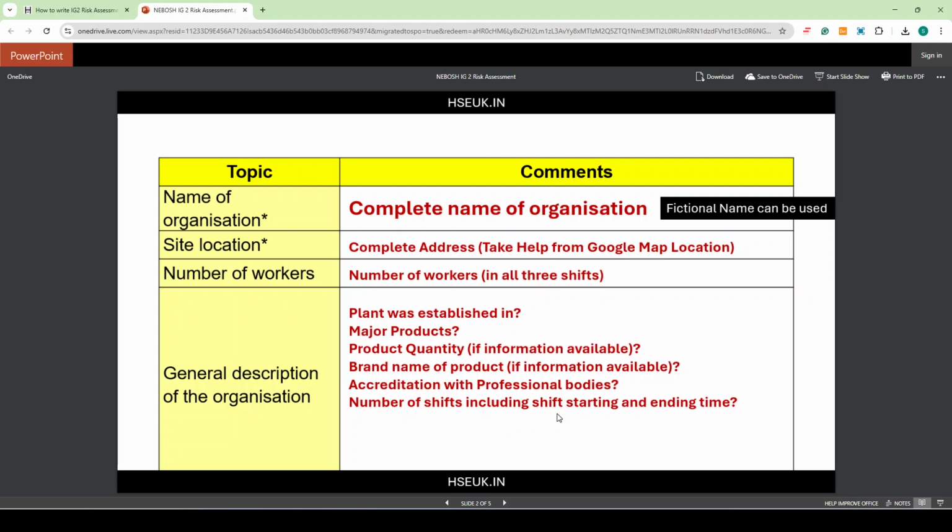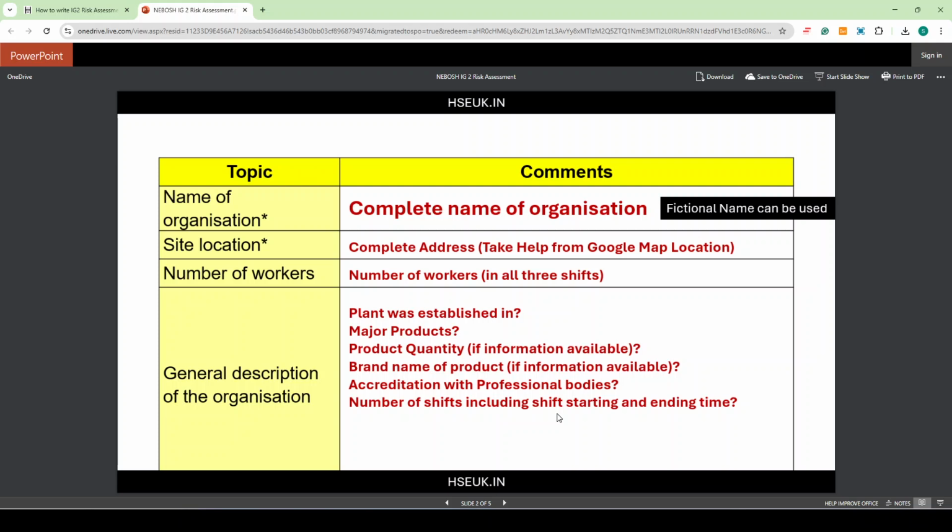The company operates in a general shift, which starts at 9 a.m. in the morning and ends at 5 p.m. in the evening. So that is how you should mention. If the company is working in shift pattern, you should mention the company is working in 3 shifts, starting from 6 a.m. in the morning to 2 p.m. in the evening, then 2 p.m. in the evening to 10 p.m. in the night, and then 10 p.m. in the night to 6 a.m. in the morning. These are the 3 shifts if the company is operating in shift pattern.